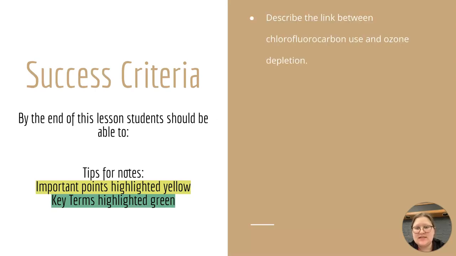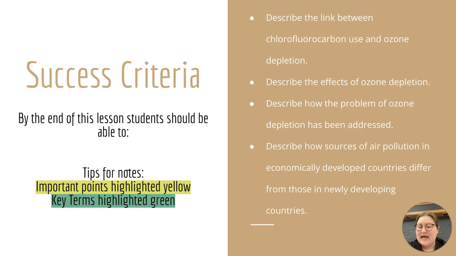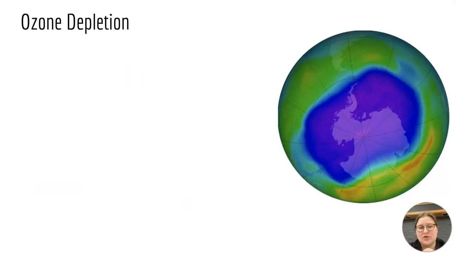All right, so just a few success criteria here. You should be able to describe the link between chlorofluorocarbon use and ozone depletion. Describe the effects of ozone depletion. Describe how the problem of ozone depletion has been addressed, because this is one of the few successes that we've had. And then describe how sources of air pollution in economically developed countries differ from those in newly developing countries.